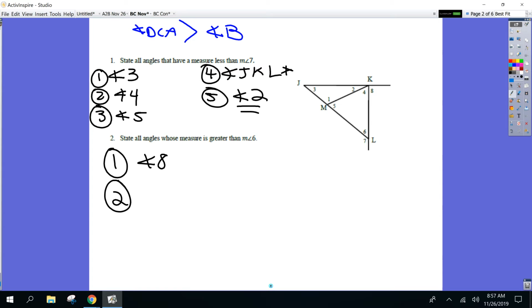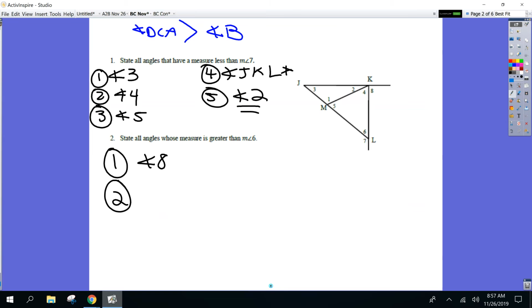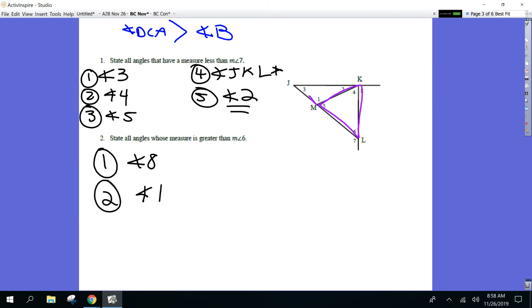Anybody find the second one? Angle 1. That one was a little bit tougher, but look, angle 1 is, I know it's inside, but it's still an exterior angle for LKM. All right, so yes, an angle can be interior, but exterior for a separate triangle. And 6 is the remote interior. Questions there before we get to this pretty darn tough multiple choice question?